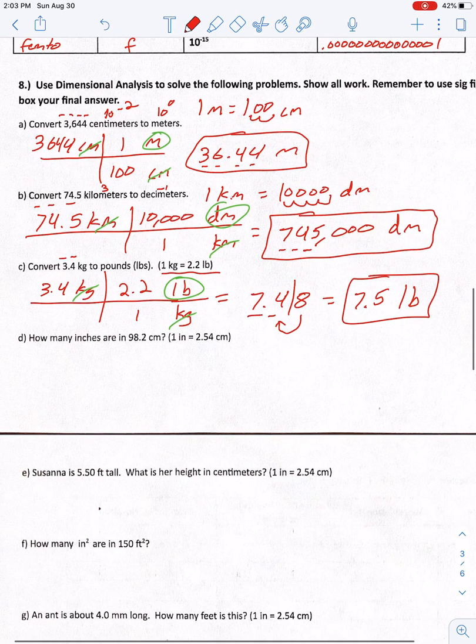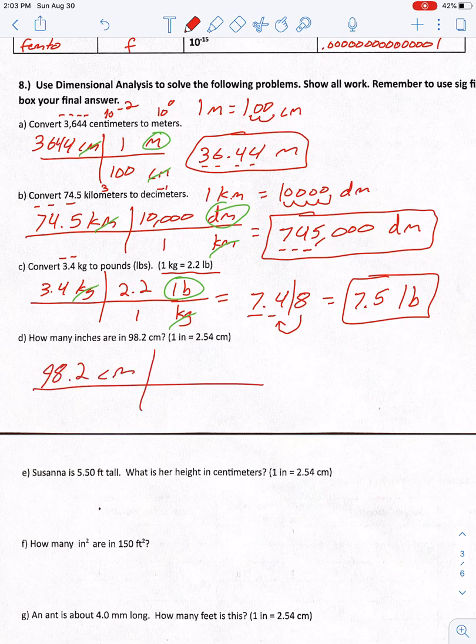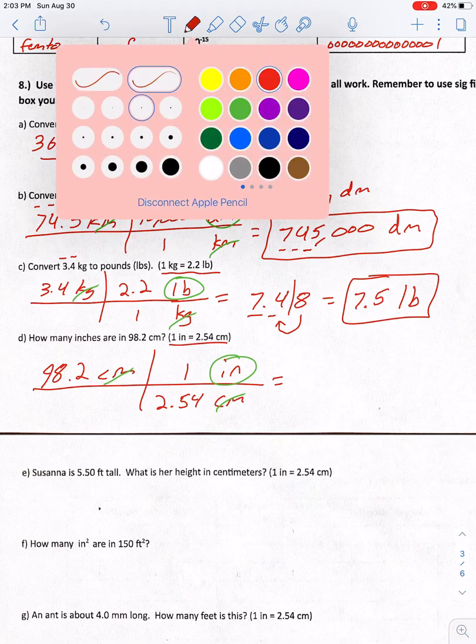D, how many inches are in 98.2 centimeters? So 98.2 centimeters. I'm going to bring centimeters down next. And I'm trying to get to inches, so inches is going to be on top. So if I look at my conversion factor up here, 2.54 centimeters equals 1 inch. Okay, my units cancel out, my centimeters cancel out, and then I'm in inches, so I'm done.